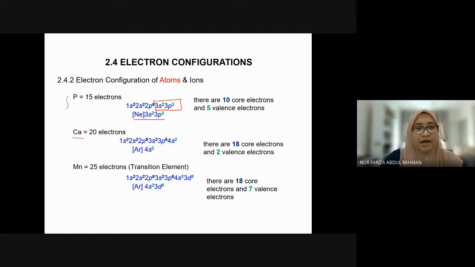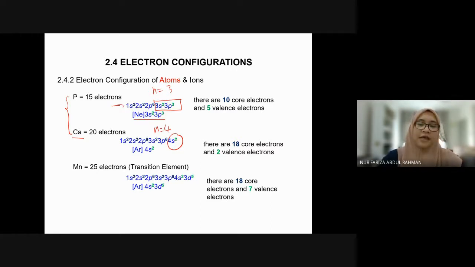These two, and other elements in the periodic table that come from the main group elements, such as groups 1, 2, 13, 14, 15, 16, 17, and 18. Those are all main group elements. For main group elements, it will be based on the highest sub-level being filled. In this case, phosphorus is n equal to 3. For calcium, it is n equal to 4. So this is the highest sub-level.